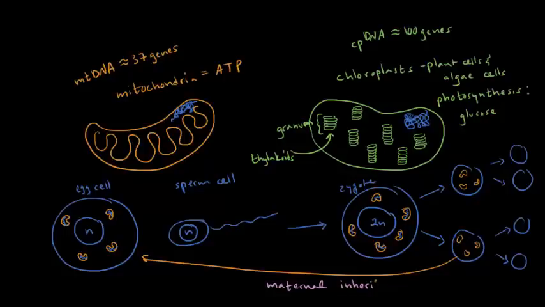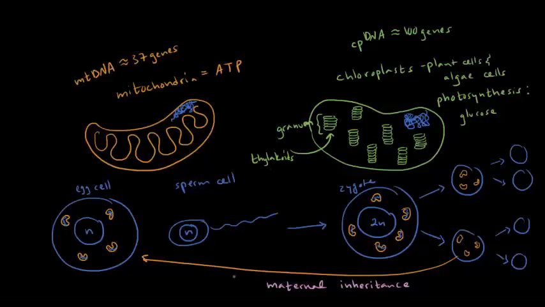And maternal inheritance is basically exactly the way it sounds. It's inheritance that happens only from the maternal line, or only from the egg cell. So right here, we're showing that the mitochondria that this organism will eventually have came only from the egg cell and not from the sperm cell, and therefore it exhibits maternal inheritance. So both mitochondria and chloroplasts exhibit maternal inheritance because they are in the egg cell that eventually becomes the organism.